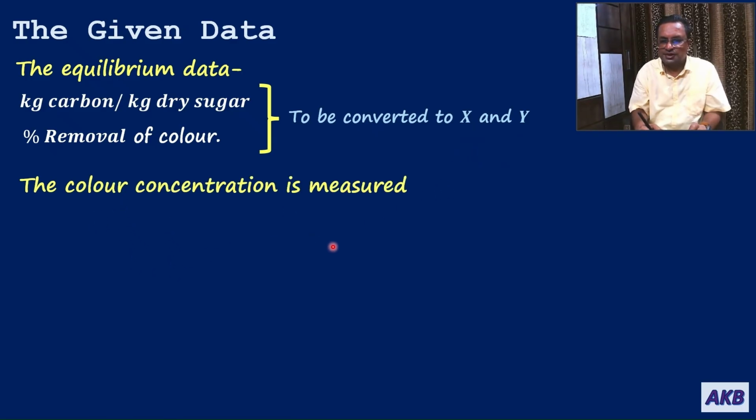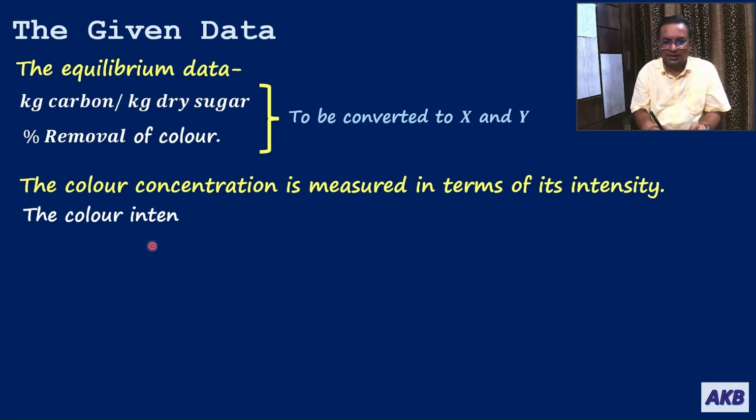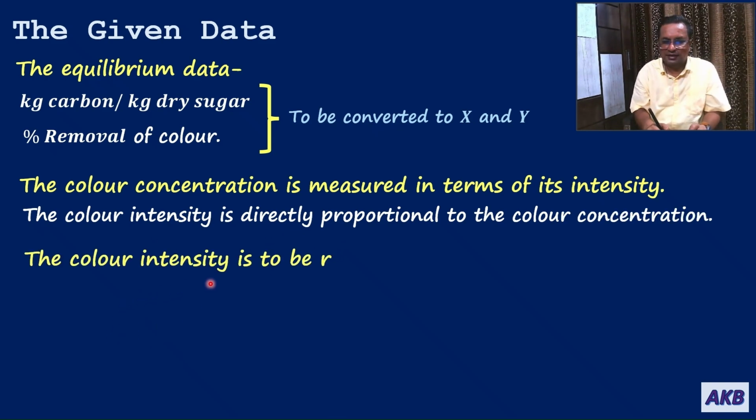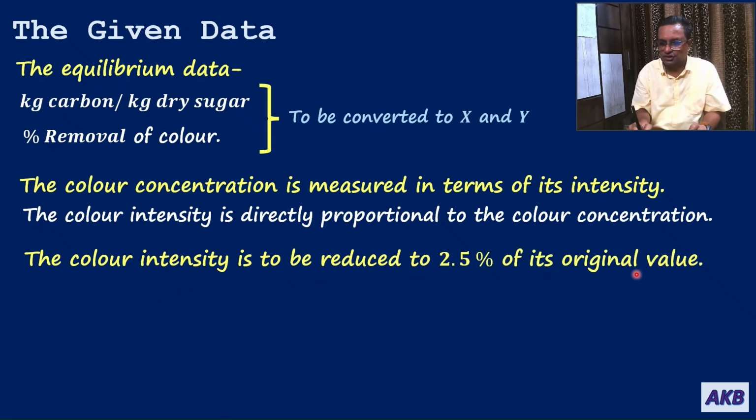And the color concentration is measured in terms of its intensity. The color intensity is directly proportional to the concentration of the color in the solution. And the color intensity is to be reduced to 2.5% of its original value. So in this case, the original concentration of the color is 20. So that itself is capital Y0.